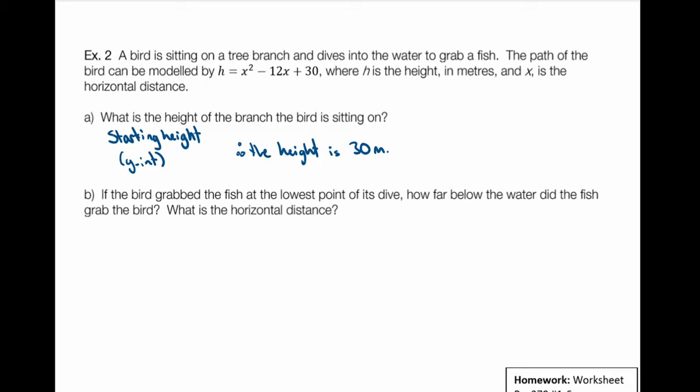So the bird's sitting at 30 meters and then is going to dive into the water to grab a fish. In B, if the bird grabbed the fish at the lowest point of its dive, how far below the water did the fish grab the bird? And what is the horizontal distance?